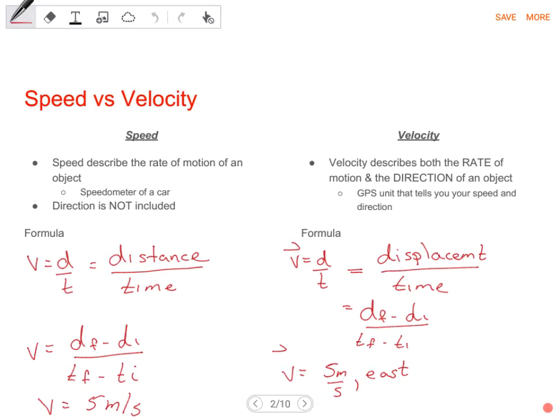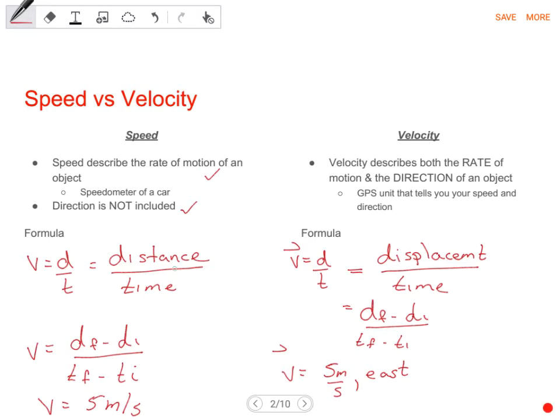Speed versus velocity. Now, people have always said to me, whoa, why the heck do I have two formulas that are virtually the same, and how would I ever know which one to use? Let's look at speed. Speed is what we did in the last lesson. Speed is the rate of motion of an object. Direction is not included. Now, specifically, the formula is v equals d over t, but we have to consider what d is. In this case, d is distance.